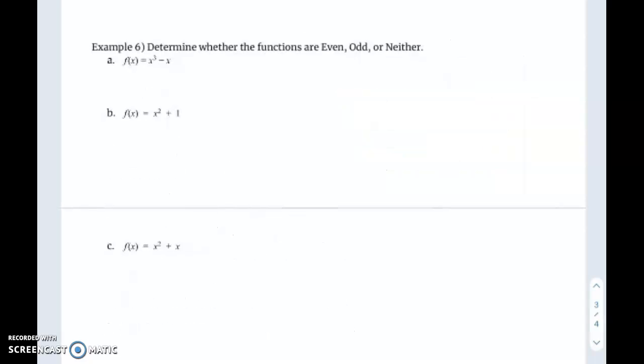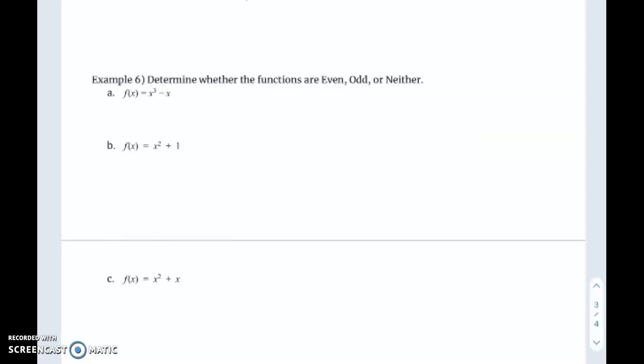Example 6, we're determining whether the functions are even, odd, or neither. Even has y-axis symmetry. And odd has origin symmetry. And neither will have neither of those. All right, so y-axis. So we're gonna test these. For y-axis symmetry, you plug in negatives for your x's. So, and let's just change f of x to a y.